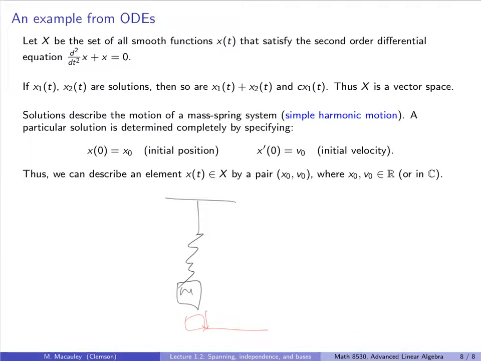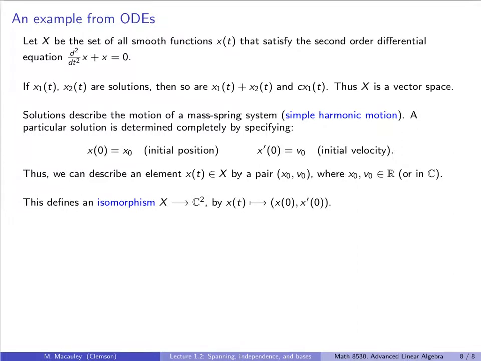So in other words, we can describe an element in the solution space by a pair of initial displacement and initial velocity, where these are real numbers, or more generally, the math usually ends up being nicer if we allow them to be complex numbers. So this defines an isomorphism from this solution space, the general solution, to C2 that sends any function to the ordered pair, initial position and initial velocity.